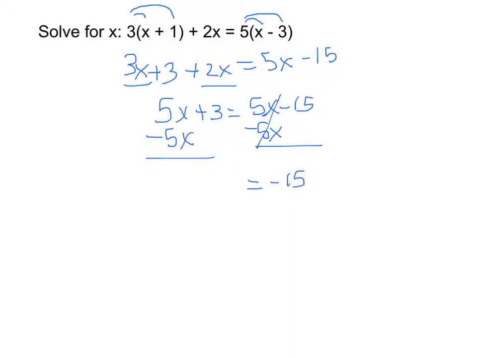But notice what happens: at the same time that it disappears on the right-hand side, it also disappears on the left-hand side. So my x's are gone, and we're left with this weird thing that says 3 is equal to negative 15. But here's the thing: 3 doesn't equal negative 15. So this statement is a false statement, and it doesn't make any sense.